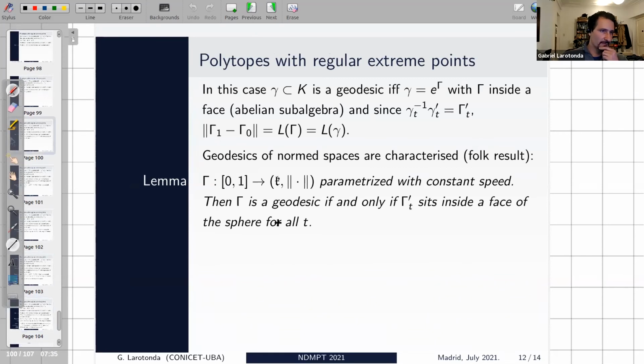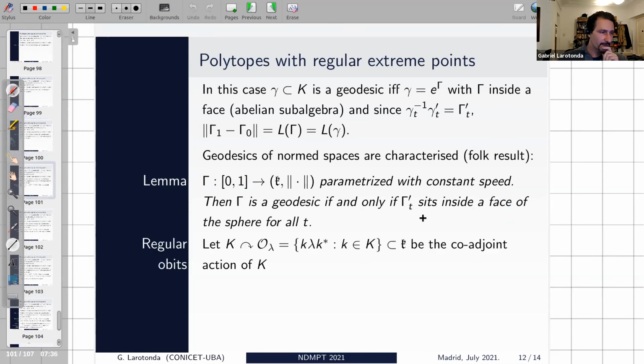This is what I mentioned before. This is a very nice folk result. You can prove that a geodesic in a normed space, the path of optimal speed, is optimal if and only if its speed lives inside the face of the sphere. I'm assuming the geodesic is parameterized by constant speed. If that is not the case, you have to replace the word face here by the cone generated by the face, right?